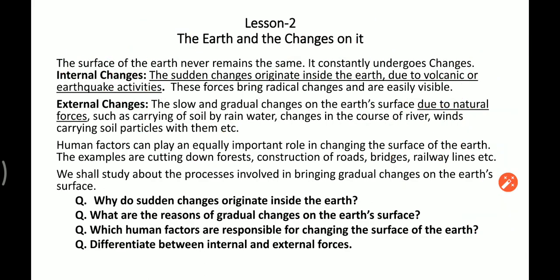In this slide, the questions that you have to attempt are here. 4 questions are there. The first one is, why do certain changes originate inside the earth? So this is due to the volcanic or earthquake activities. Next question, what are the reasons of gradual changes on the earth's surface? So these changes are due to the natural forces like carrying of soil by rainwater.